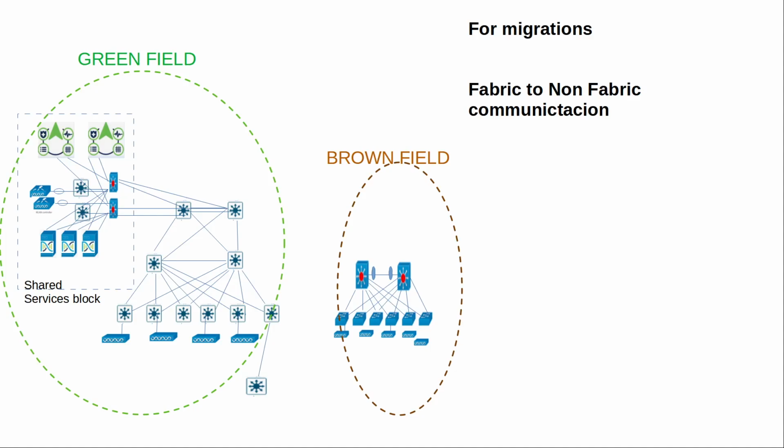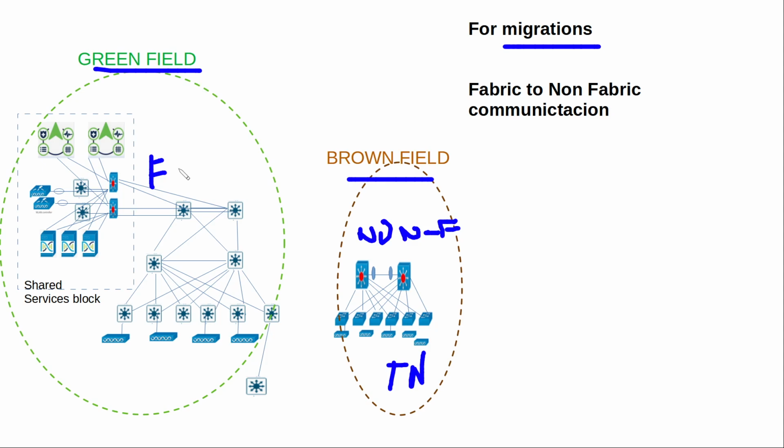So let's talk about one way to communicate on the fabric with non-fabric networks. And this happens when we are doing migrations. With migrations, we have a traditional network here that we are going to call the brown field. And we have a fabric network here that we're going to call the green field. This is the new network.